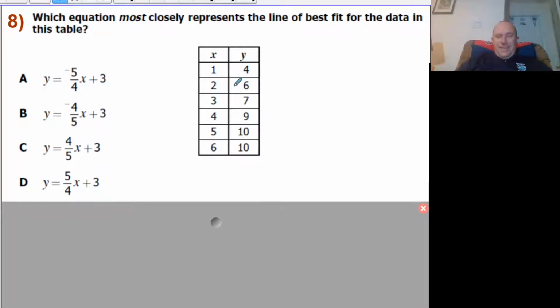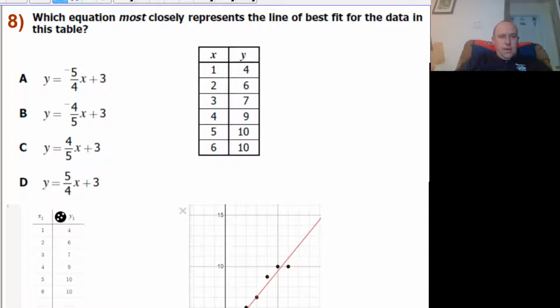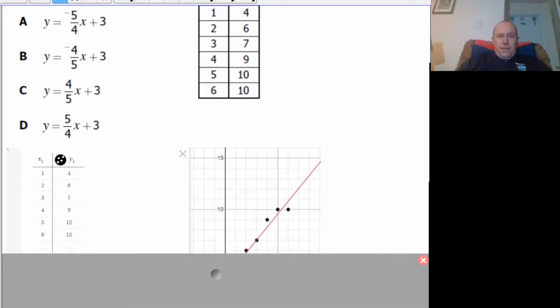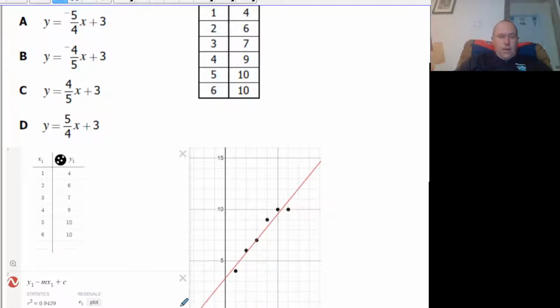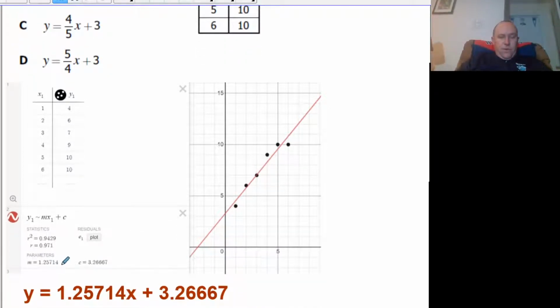Now for question 8, we've got a table, so that shouldn't be too difficult. We can certainly type those ones in. And this time, as we actually type it in to see what it gives us, it will draw that line here for us. I'm going to have to scroll down just a little bit further to get those last numbers in. So m equals 1.25714. So I'm going to put an x next to that for the slope. And then the other number is the equation.